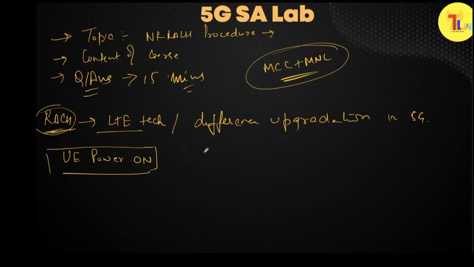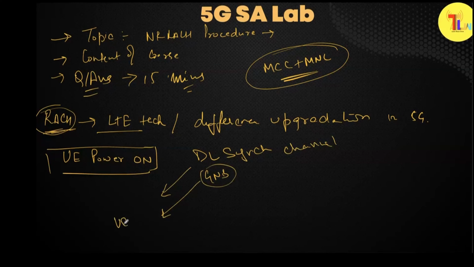It will decode some downlink synchronization channels. What are the downlink sync channels? They come from your G node B or E node B, and the UE receives them. These are your PSS, your SSS, and your system information block, or in 5G, the remaining system information, RMSI values. So your UE will decode this.